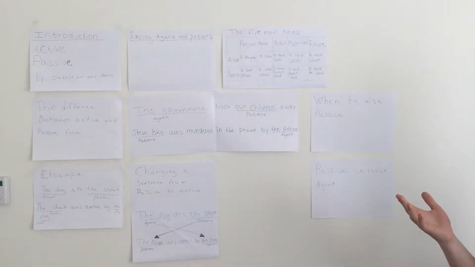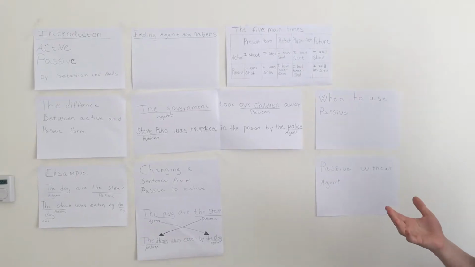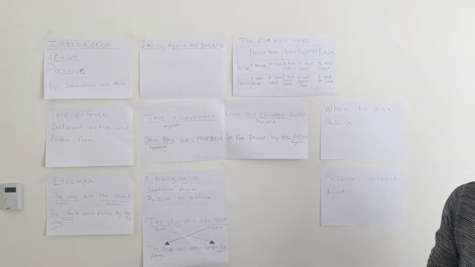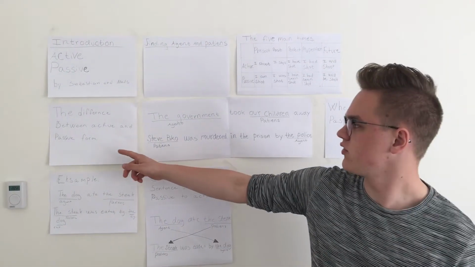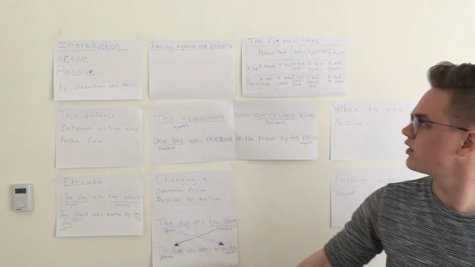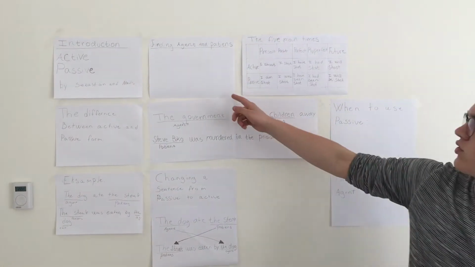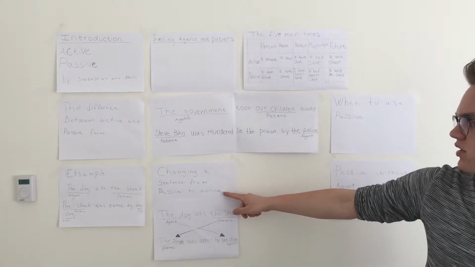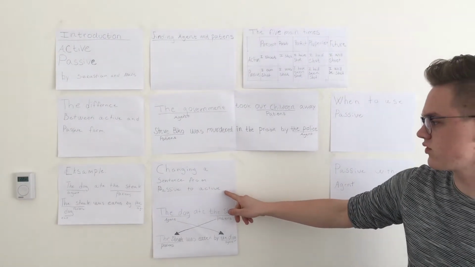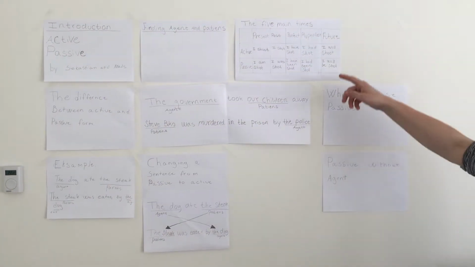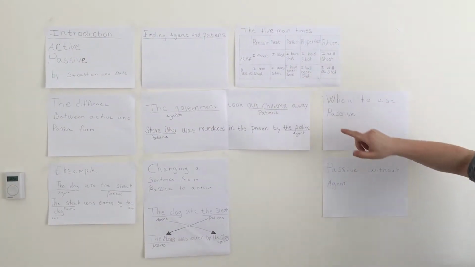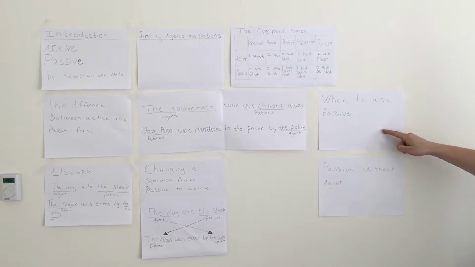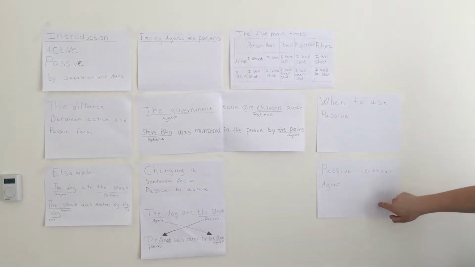and then I'm going to go over some of our slides. First, we're going to talk about the difference between active and passive, how to find agent and patients, changing a sentence from active to passive to active, the 5 main times when to use passive, and passive without agent.